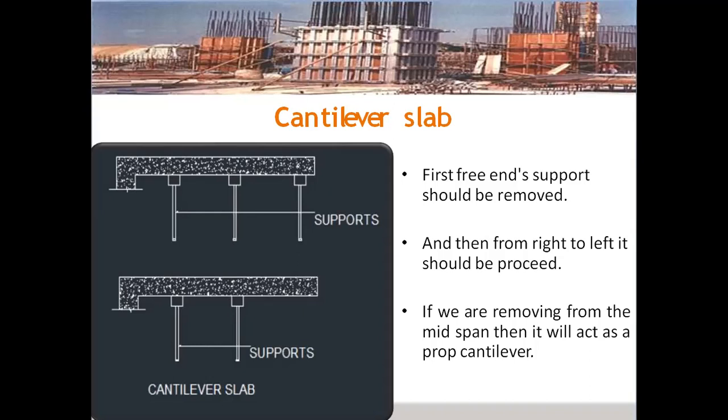So the supports which we provided for the casting of this concrete. When we are casting the cantilever slab, the free end support which we provided for the concrete casting can be removed first, and then from right to leftwards, this process of removing the supports should proceed. If we are removing from the mid-span, then it will act as a proper cantilever.